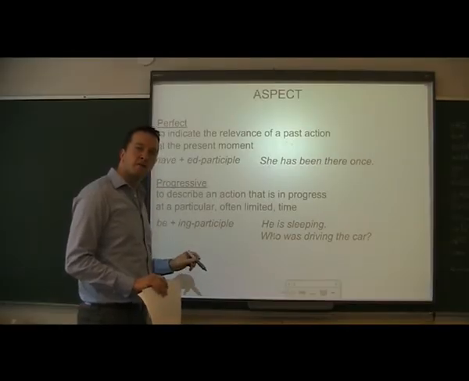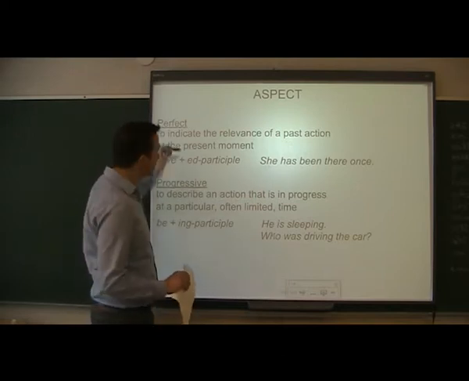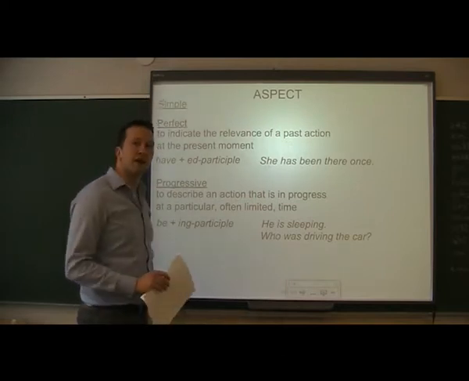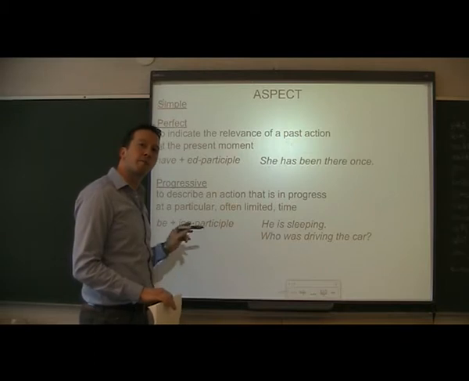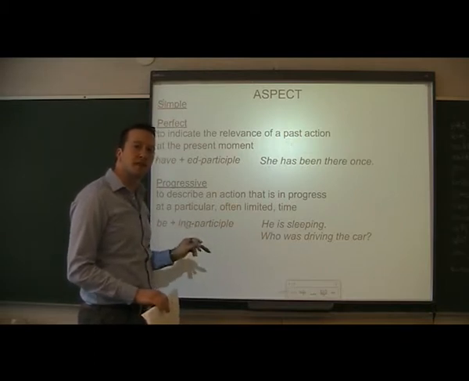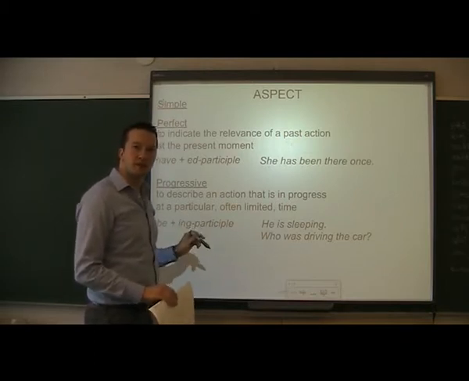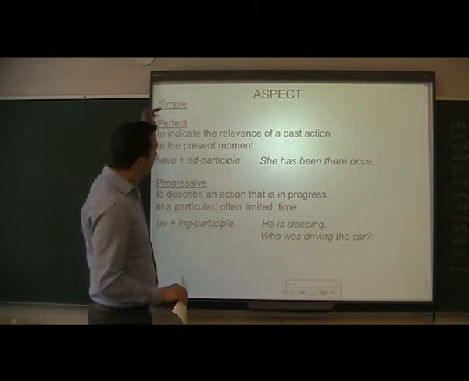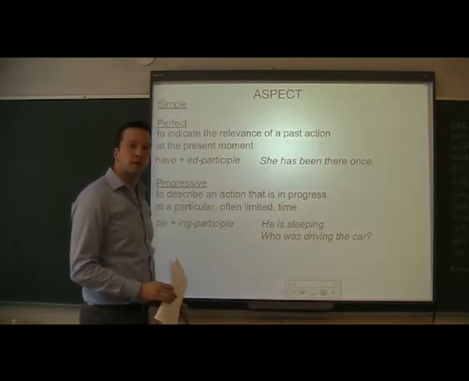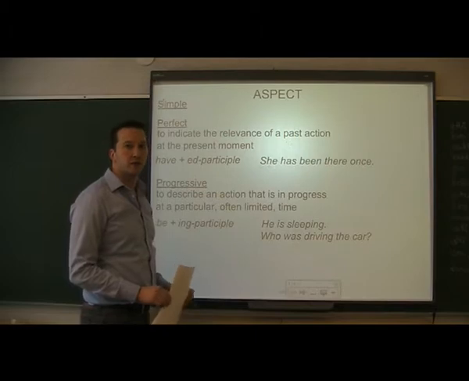If a verb form is lacking aspect, it is said to have simple aspect. If you remember back to when we talked about the sequence of tenses, we talked about the simple present and the simple past. We use the term simple because there is no aspect present in those forms.